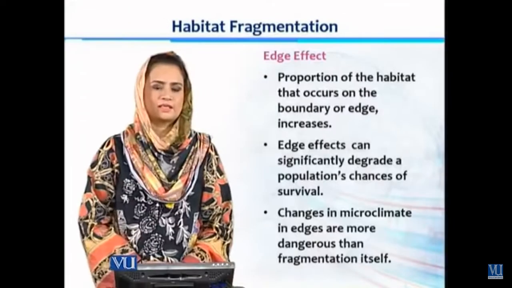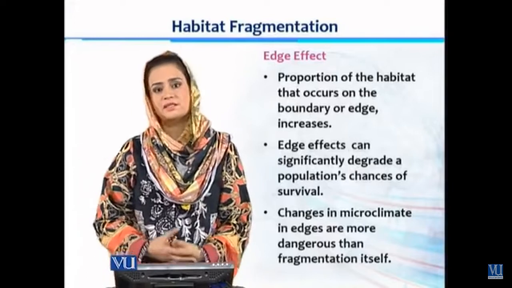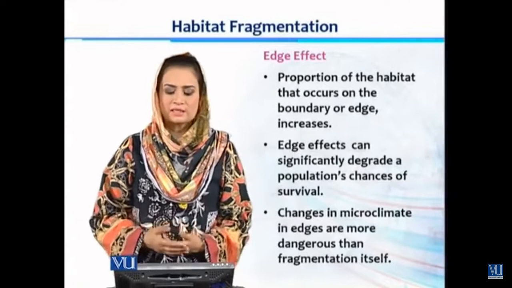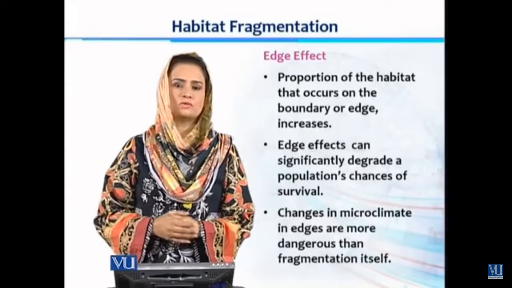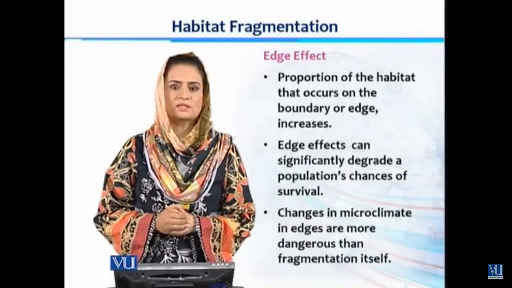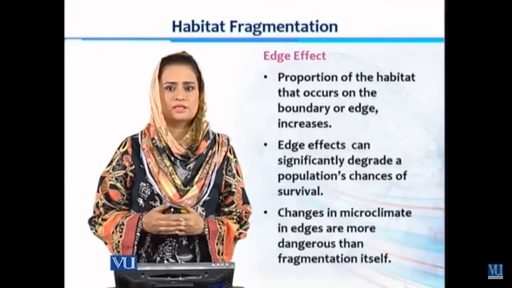So in this video, we studied the different types and causes of habitat fragmentation and its effects on different populations. Once a habitat is divided into different patches, the proportion of the habitat that occurs on the boundary or edges of each patch increases, which means that on the edges there would be more exposure to a totally different kind of environment.